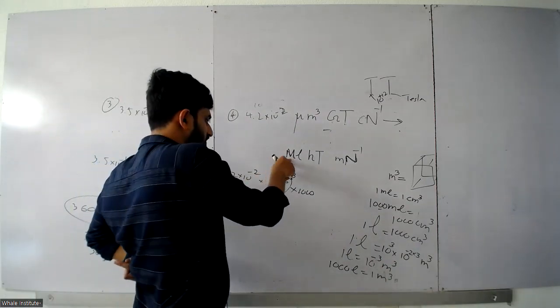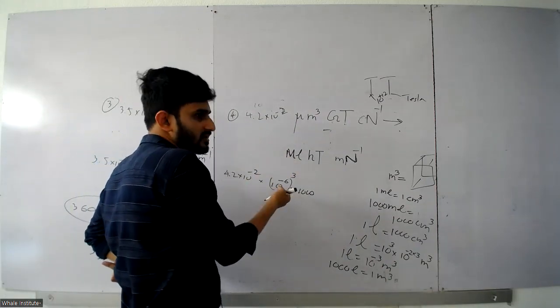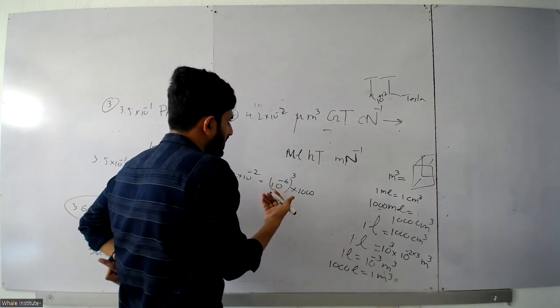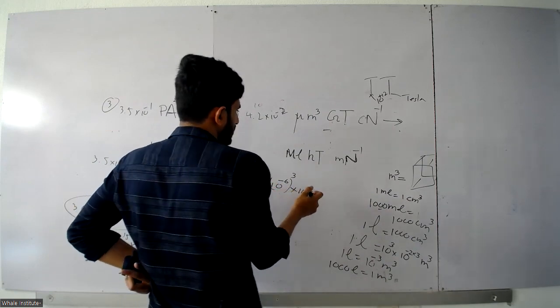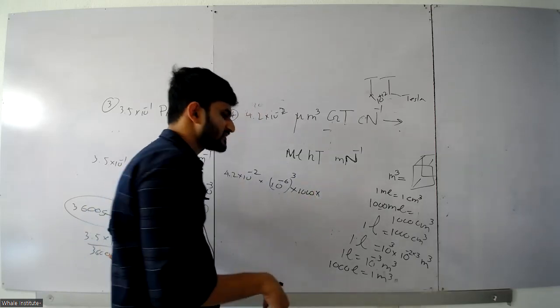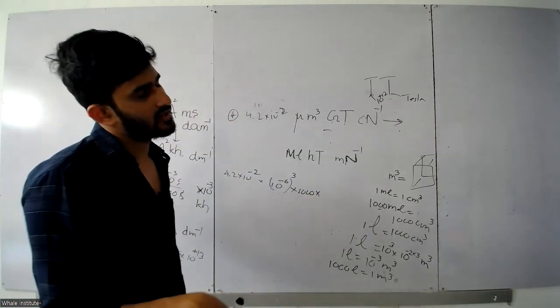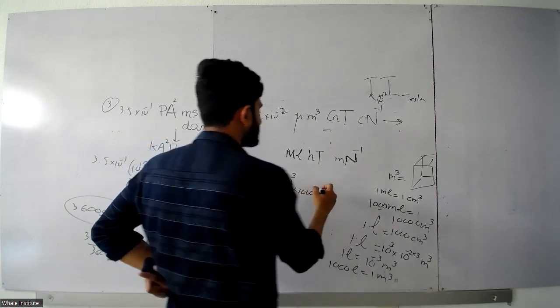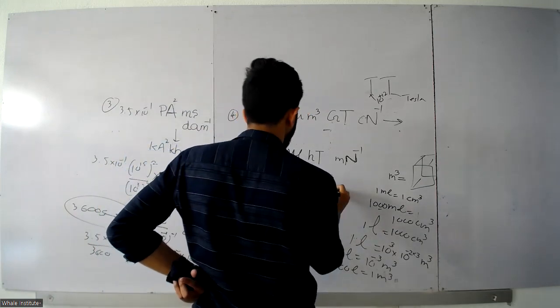Here you have to keep the unit in mega liters. So you have to add mega. Mega means 10 to the plus 6. When adding, 10 to the power minus 6, right?